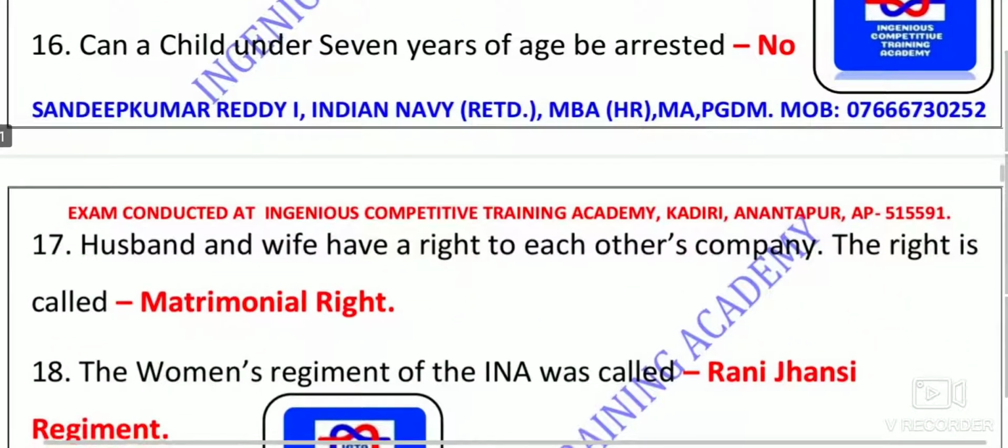Can a child under 7 years of age be arrested? No, a child of 7 years cannot be arrested because he is small.